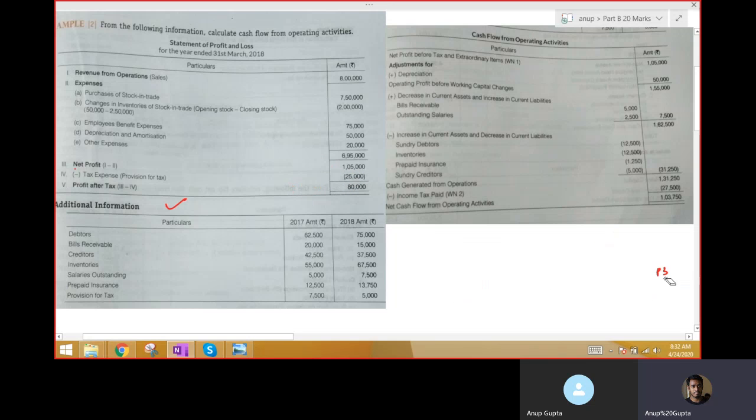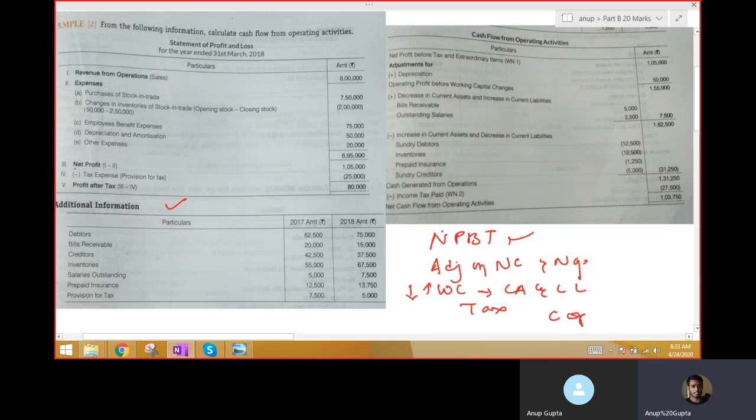So while making a solution, the operating starts with net profit before tax, then adjustment of non-cash and non-operating activity, and then increase or decrease in working capital, that is current asset and current liability. Finally you pay the tax, and then you get cash generated from operating activity.